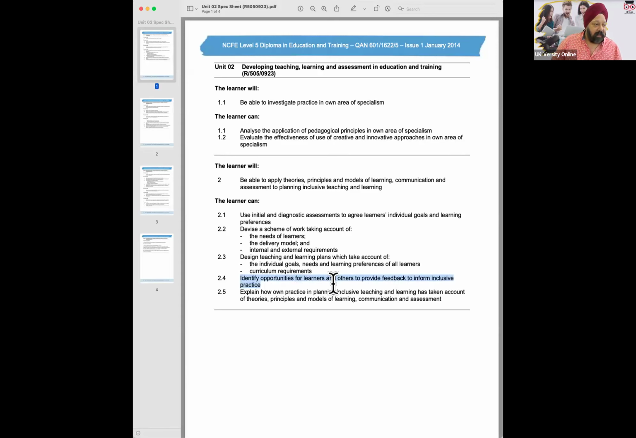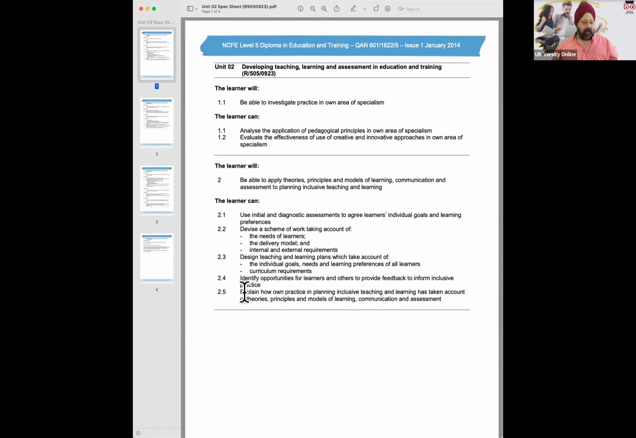The next one is identify opportunities for learners. Again, here, some part of it is to do with inclusive teaching and learning. Some part of it is to do with how you provide feedback to learners. So feedback can be in different formats, formative and summative, but there could also be feedback given across different channels, in terms of email, face-to-face feedback, verbal feedback, and that allows you to also collect feedback from your learners, and that is what we will discuss.